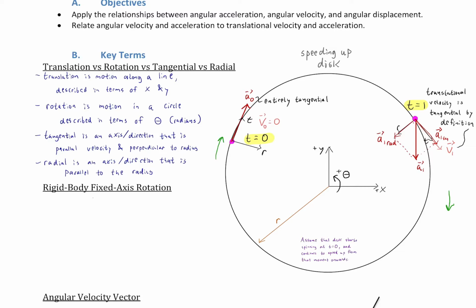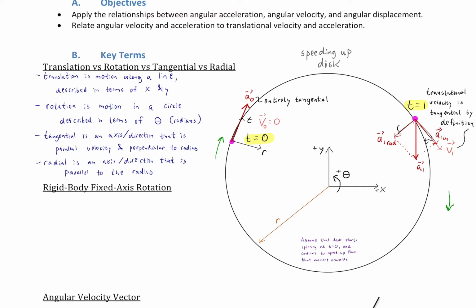Zooming in a bit more, considering more information, the initial translational acceleration is entirely tangential. That's a component of the translation. And here we have the translational velocity at point 1 as opposed to at point 0. At point 0, the system started from rest. We're assuming that the disk starts from rest at t equals 0 and then continues to speed up from that moment onwards. There's our t equals 0 and our t equals 1. Doesn't matter what the units are.